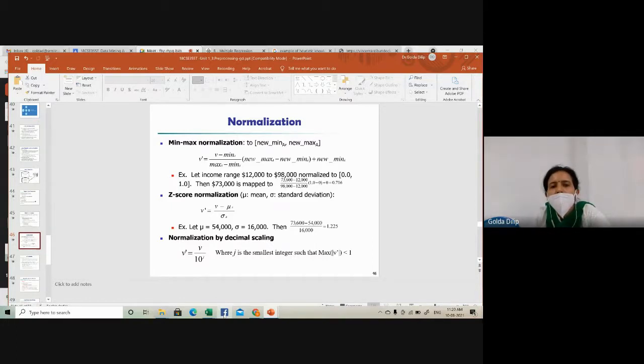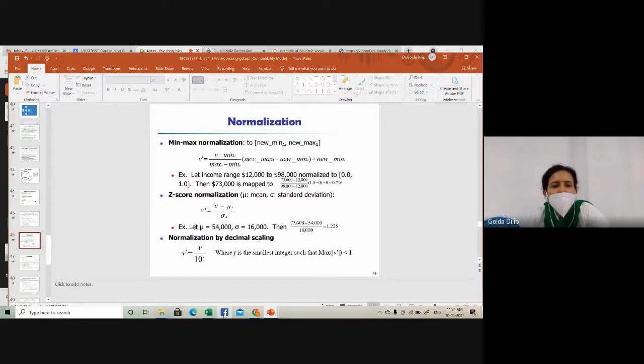These are the different techniques being used for normalization. The first one is your min-max normalization. This will perform a linear transformation on the data. You can see the formula put here, and an example is also given. So a linear transformation of the original data is done using min-max normalization.